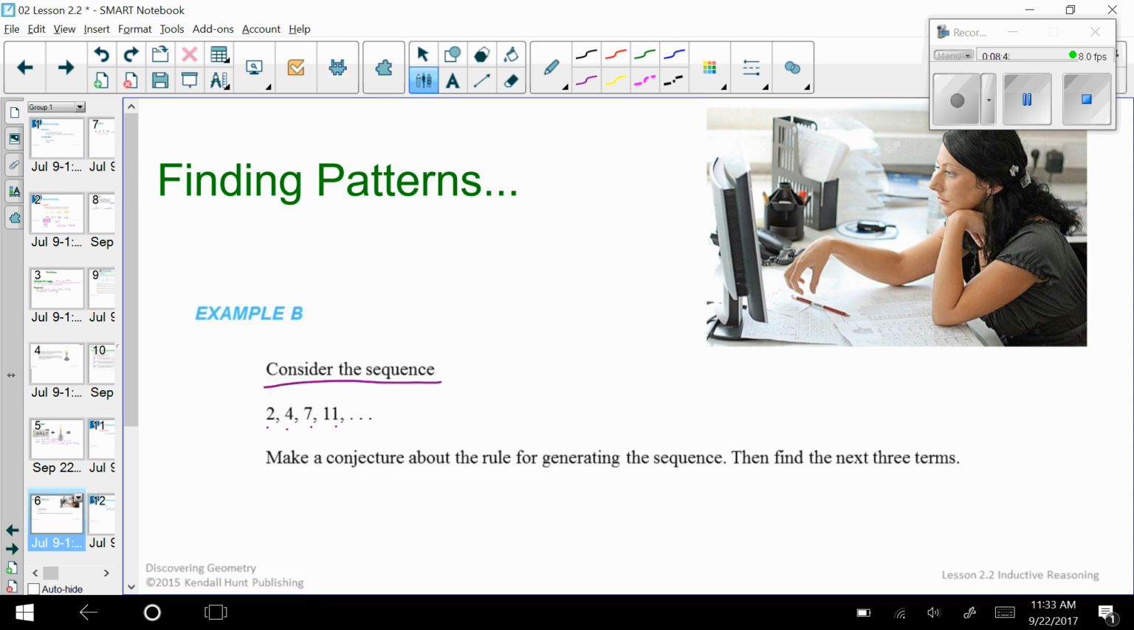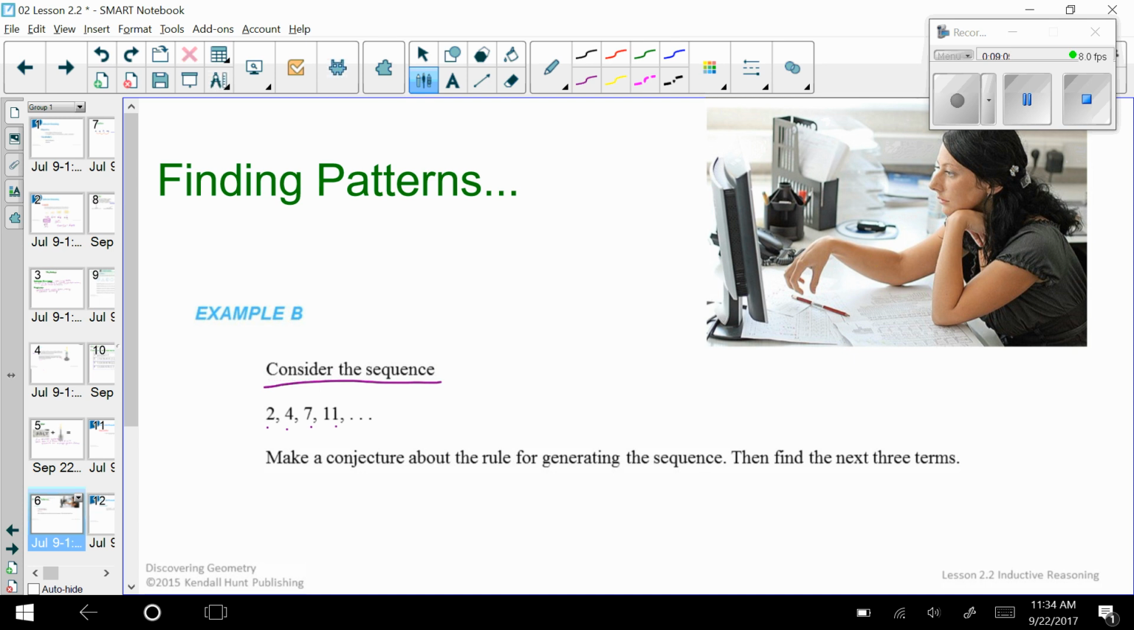So you might first start by multiplying the previous term by 2. 2 times 2 is 4, but 4 times 2 is not 7. So that's not our pattern. Maybe second, you look at adding. Let's add 2, for example. 2 plus 2 is 4, but 4 plus 2 is not 6. It's 7. So what do we have to add to 4?